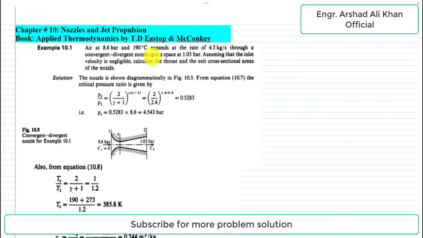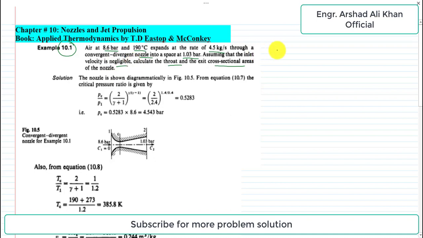In this video we are going to discuss example 10.1 from chapter number 10, Nozzles and Jet Propulsion, from the book Applied Thermodynamics by T.D. Eastop and McConkey. The statement is: air at 8.6 bar and 190 degrees centigrade expands at the rate of 4.5 kg per second through a convergent-divergent nozzle into a space at 1.03 bar. Assuming that the inlet velocity is negligible, calculate the throat and the exit cross-sectional areas of the nozzle.